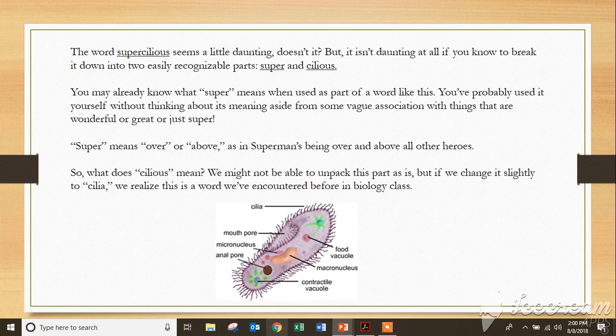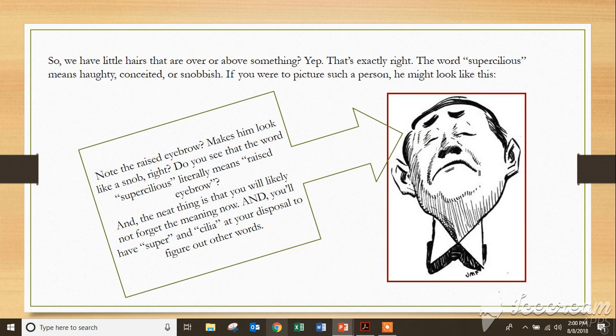So what does cilious mean? Well, we might not recognize cilious, but if we look at it a little carefully, we'll see that the word cilia is very similar. And so we recognize that we've seen this word before in our biology class when we're looking at little organisms that have little hair-like structures that seem to emanate around them. So what we have here with supercilious is little hairs that are over or above something.